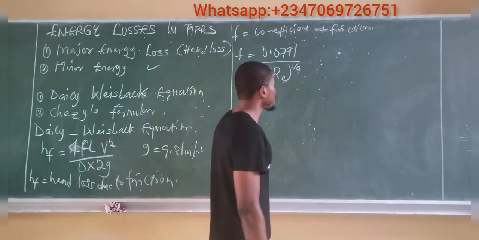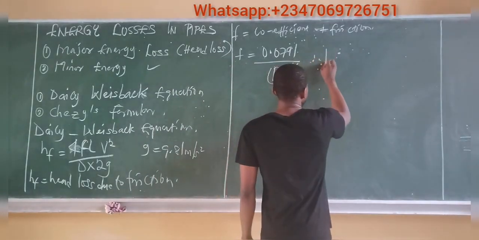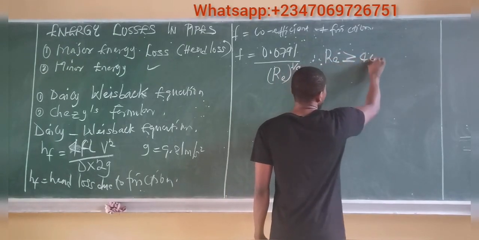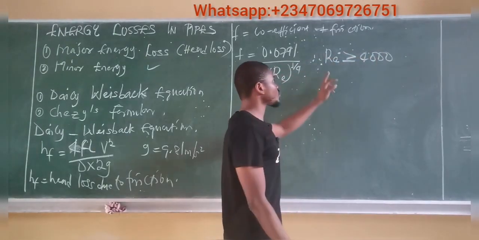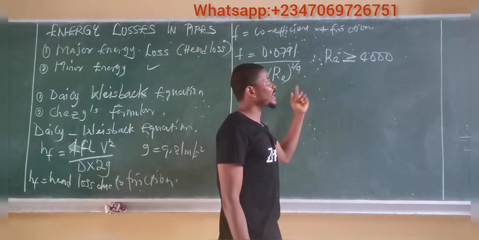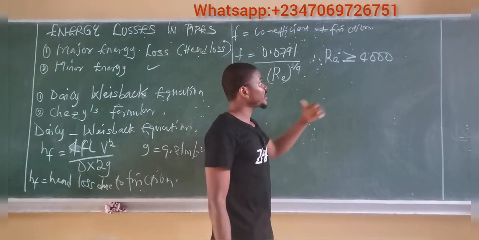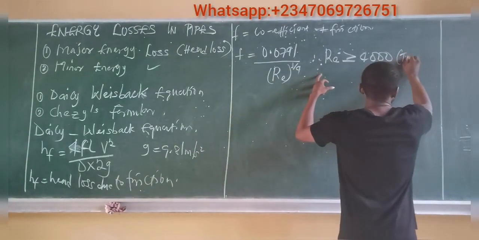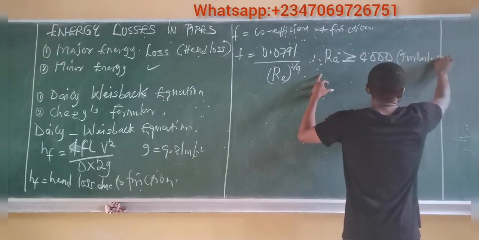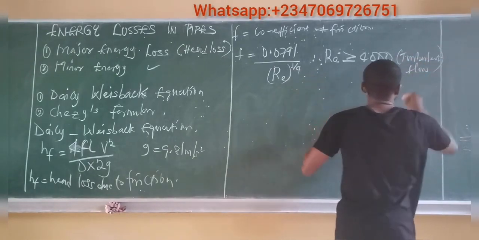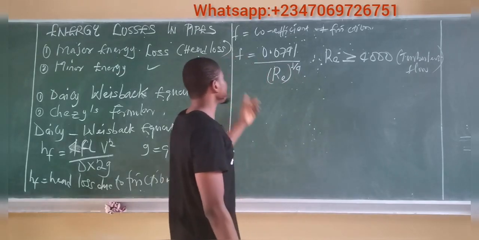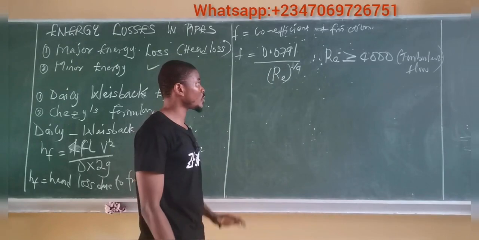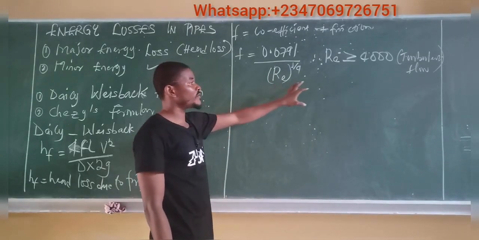You know that turbulent flow simply means that the Reynolds number must be equal to or greater than 4,000. So if the Reynolds number is equal to or larger than 4,000, then it is a turbulent flow. For turbulent flows, we use this equation to find the value of the coefficient of friction. All we need to do is obtain the value of the Reynolds number.